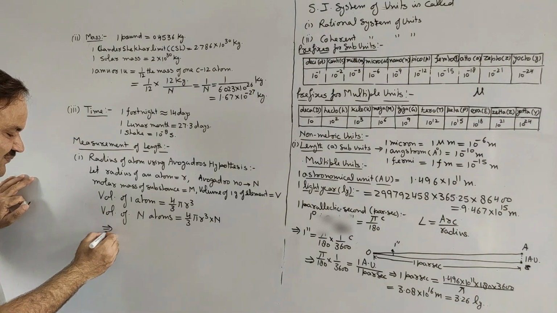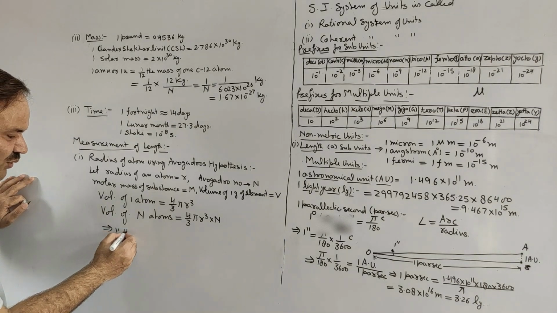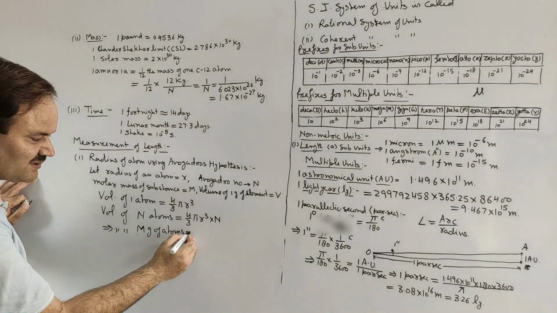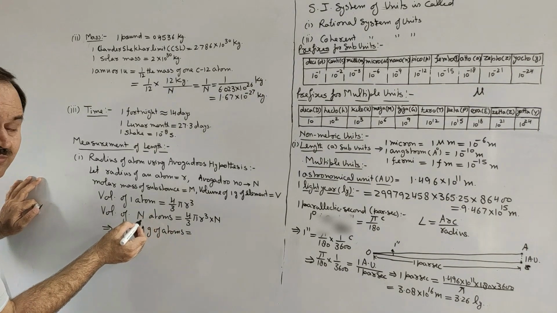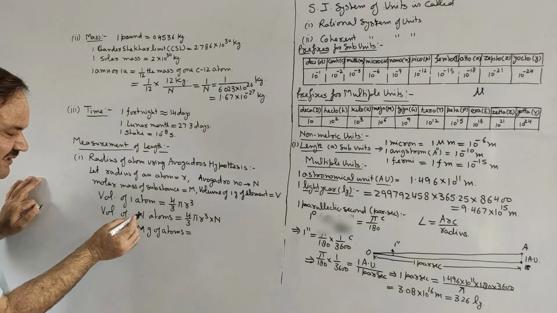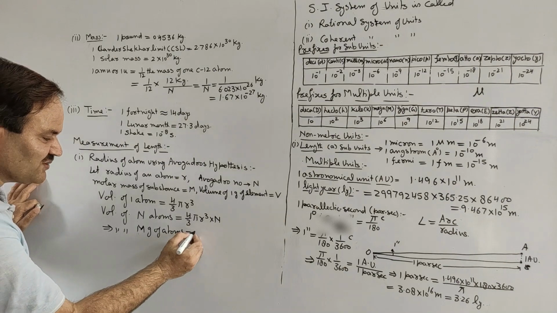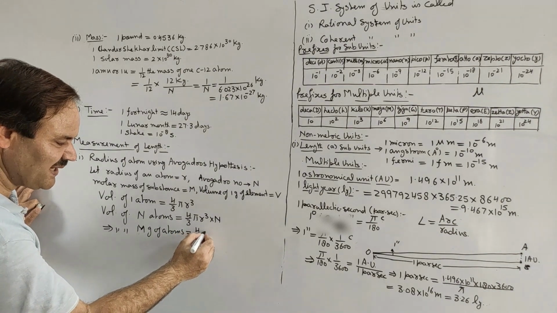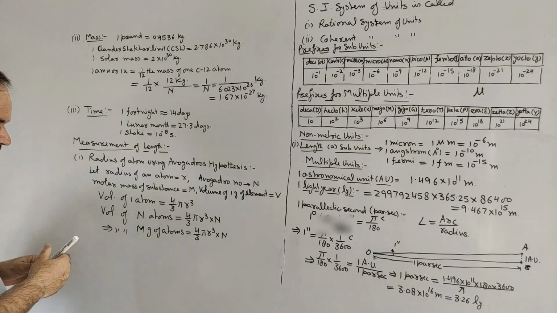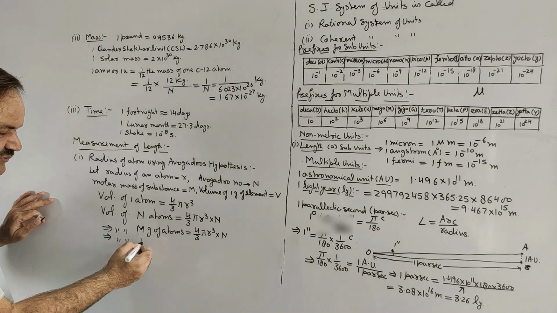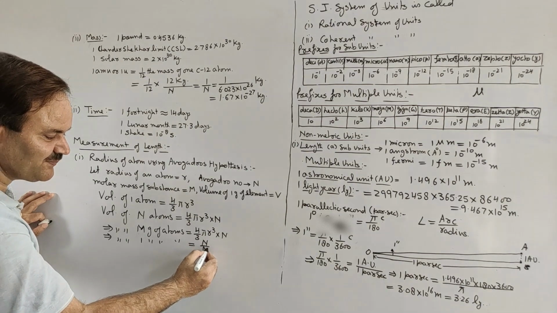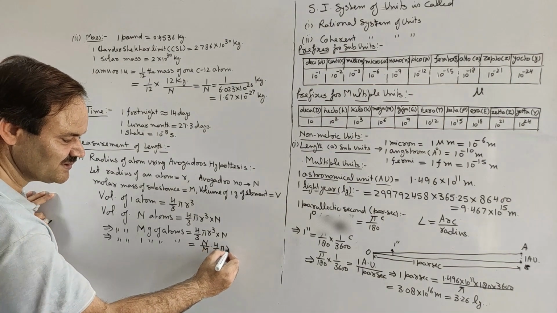Then this implies volume of M gram of atoms is equal to same that of N atoms, because M gram of element will contain N atoms. So this will be 4/3 pi r cube into N. If it is the volume of M gram, then volume of 1 gram of atoms will be N upon M into 4/3 pi r cube.